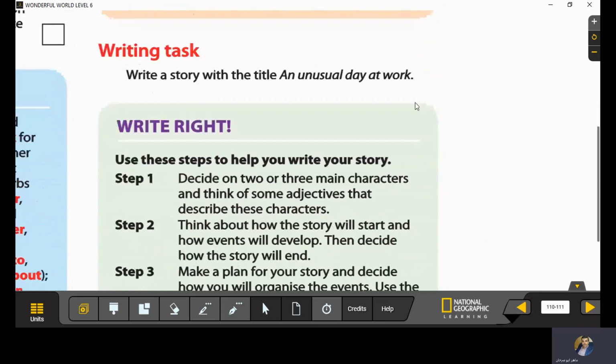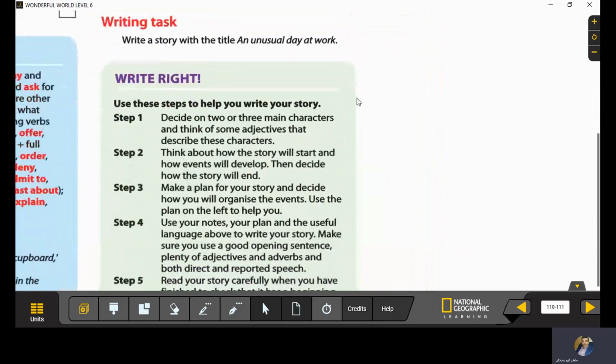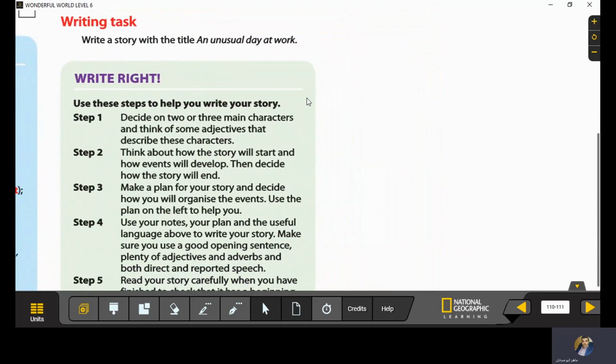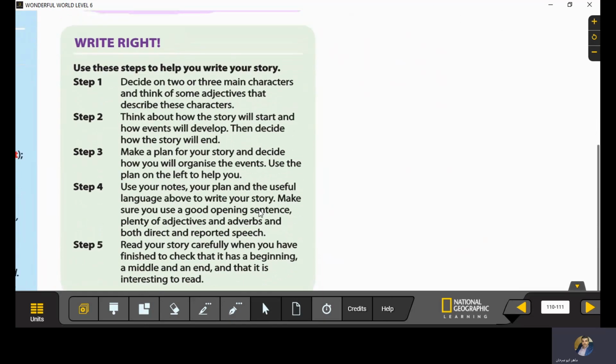Finally, I will send you a task, and this is your task, my lovely students. I want you to write a story with the title An Unusual Day at School, or Unusual Day at Work, Unusual Day at any place you choose. This is a lovely task. I like it. We do the same as we explained, how to decide our characters of the stories. Remember using the adjectives to describe these characters.